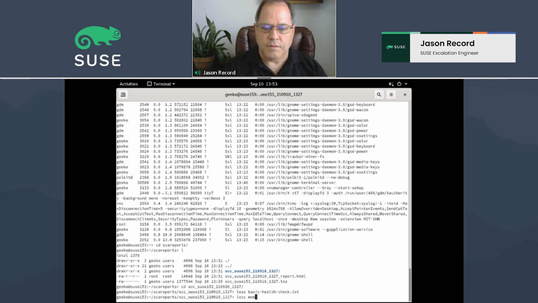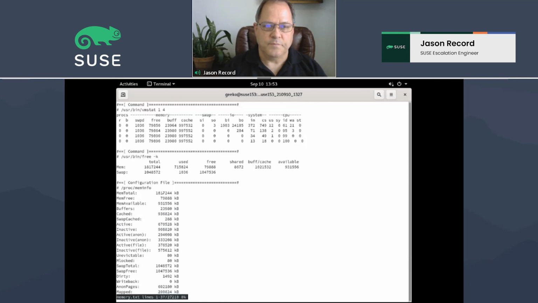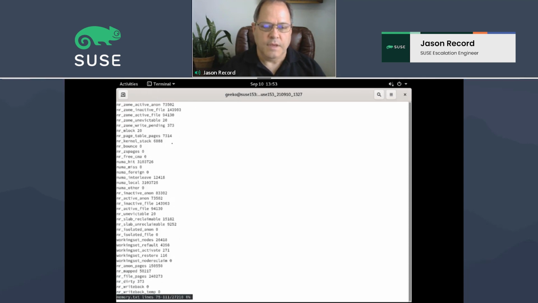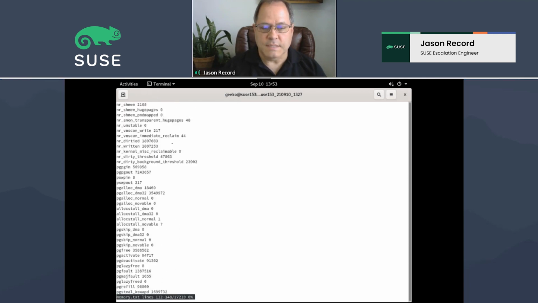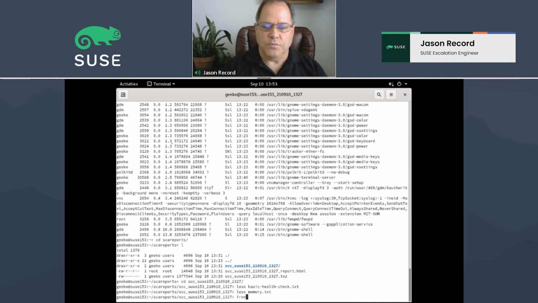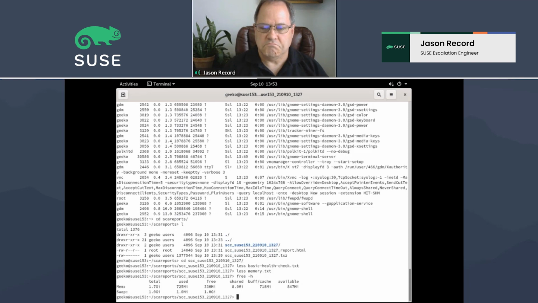And then there's memory.txt. This contains a whole lot of other information, including how dynamically memory is being used. It also contains some slab information that's helpful to our engineering team in isolating memory problems. So basically, you just want to make sure that when you run free -h or -k that you've got plenty of memory available for your applications.